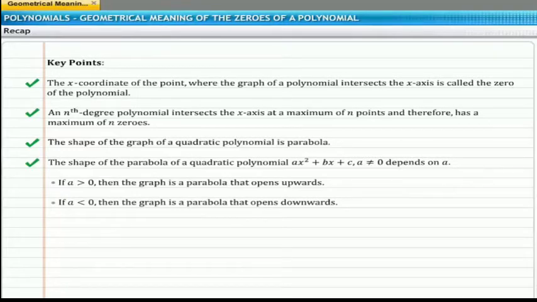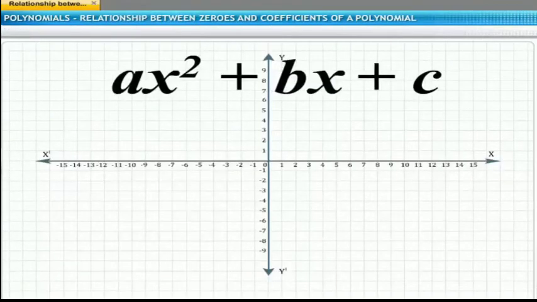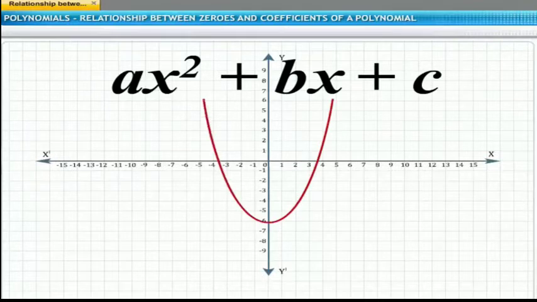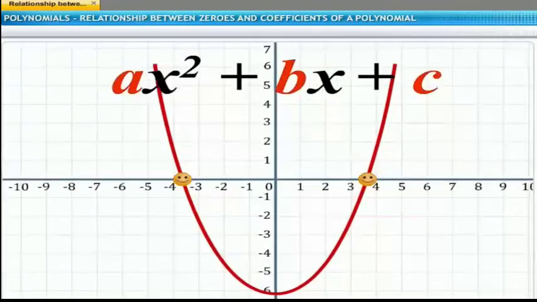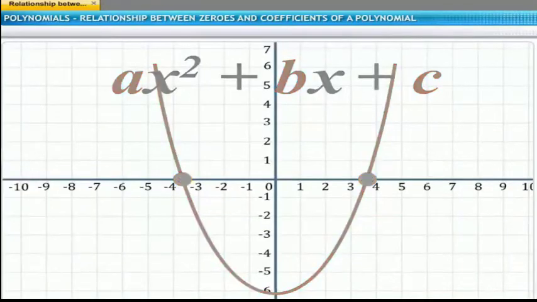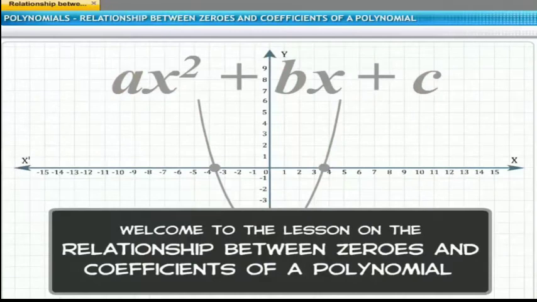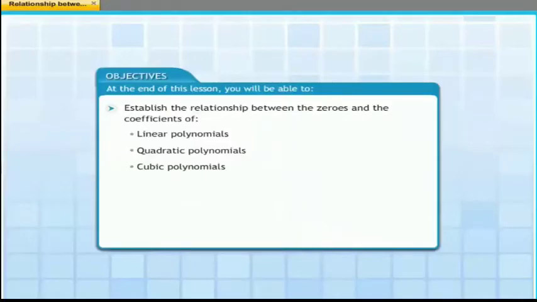So what are the key points here? The x coordinate of the point where the graph of a polynomial intersects the x axis is called a zero of the polynomial. Second point, an nth degree polynomial intersects the x axis at a maximum of n points and therefore has a maximum of n zeros. It means whatever the maximum degree, that many zeros we will have. The shape of the graph of a quadratic polynomial is always a parabola.